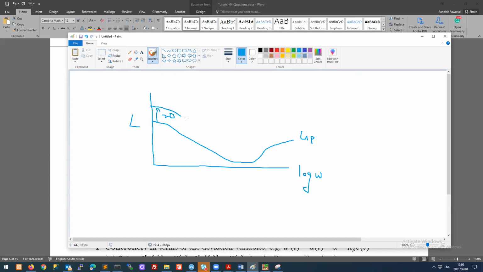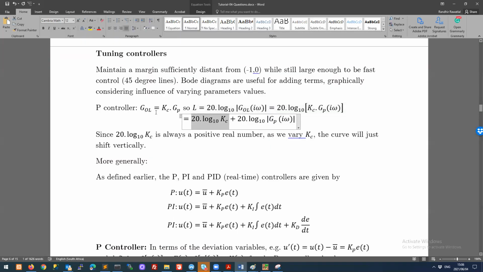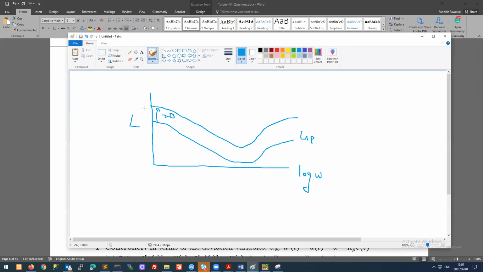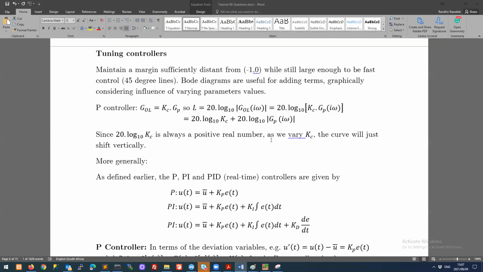And so we get the same curve as before, just shifted up by that fixed amount, right? So a P controller is just going to shift our L vertically. In a Bode diagram, it's going to shift our plot of GP vertically, and the amount of vertical shift will depend on the value of K that we apply. Right, so for the Bode diagram, that's what happens. Now that's only half the diagram.